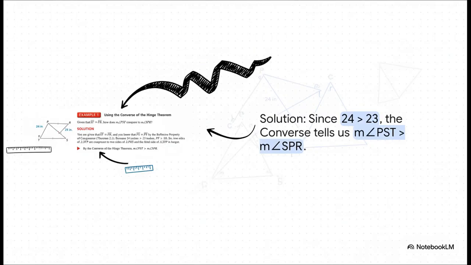Well, since side PT is 24 inches, and that's longer than side SR at 23 inches, the converse of the hinge theorem tells us exactly what to do. The angle opposite the longer side has to be the larger angle. So the measure of angle PST is definitely greater than the measure of angle SPR.